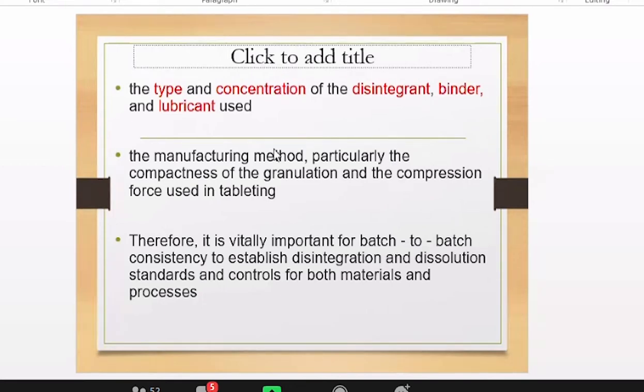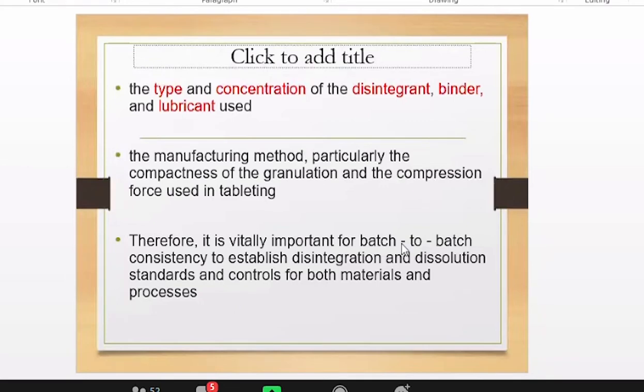Other factors that you have to think about is the manufacturing method, particularly the compactness of the granulation and the compression force used in the tablet. So which method you are going to use can dictate how fast the tablet is likely to disintegrate. If you use the granulation method, mostly tablets manufactured by the granulation method have got higher dissolution and disintegration rates. If you use a very high compression force, you are going to form very hard structures. As a result, you are going to have reduced disintegration.